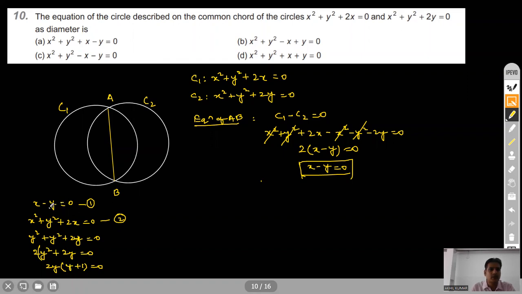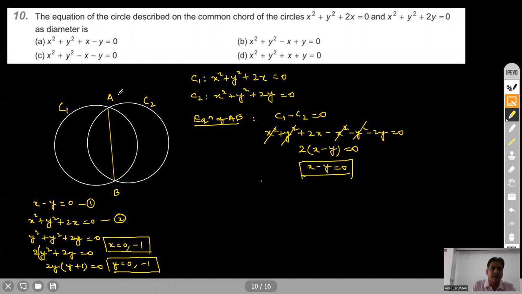Now, y equal to x, no? We have put y in terms of x here. So, we got this quadratic. From here, we get y equal to 0 or y equal to minus 1. Okay. And since x is equal to y, our x will be equal to 0 and it will be equal to minus 1. Okay. Similarly, you can find the point of intersection by taking this circle C2 also.